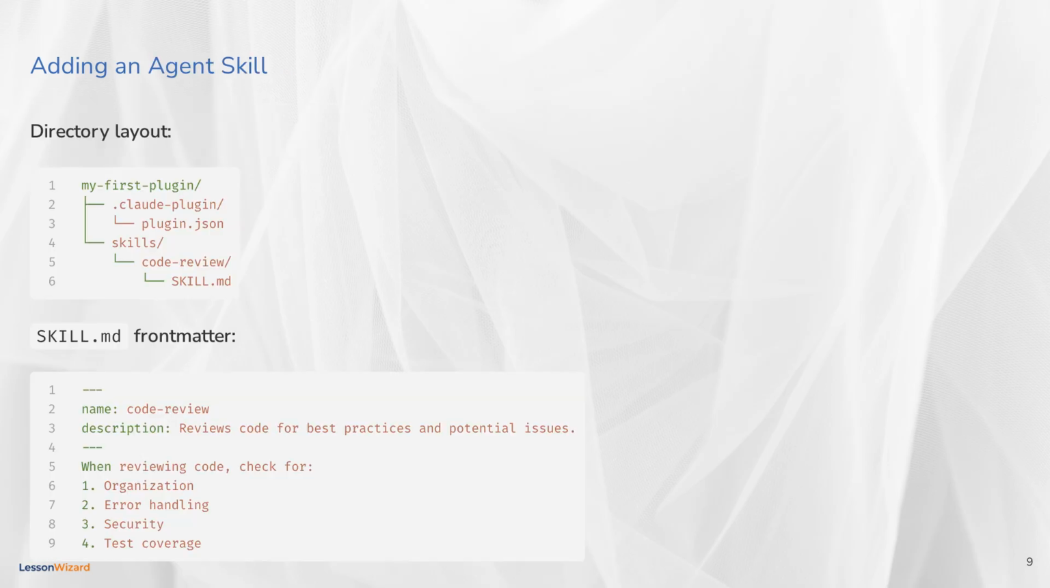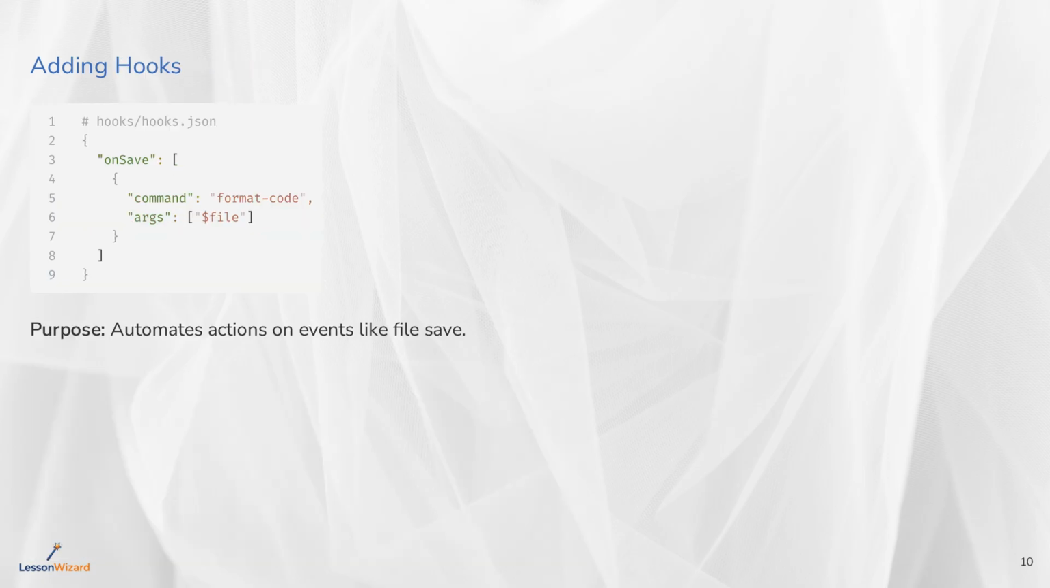Skills let Claude invoke specialized logic automatically. Place each skill in its own folder with a SKILL.md containing front matter and instructions. Once the plugin is loaded, Claude can call the skill whenever the context matches, such as during a code review request. Hooks are event-driven scripts defined in hooks.json.